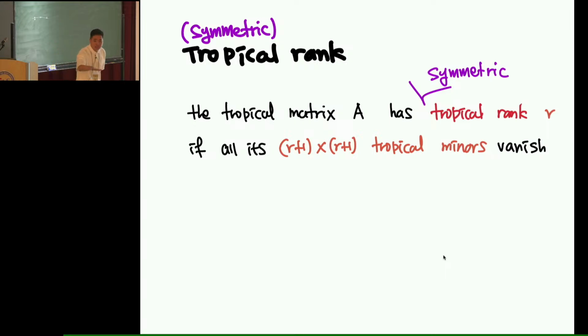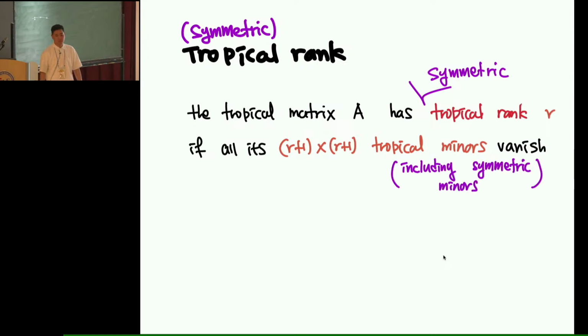I want to think about symmetric matrices now. I want to assume symmetry. We say that symmetric tropical rank is at most R when R plus 1 tropical minors vanish, including symmetric minors. Let me explain with an example.